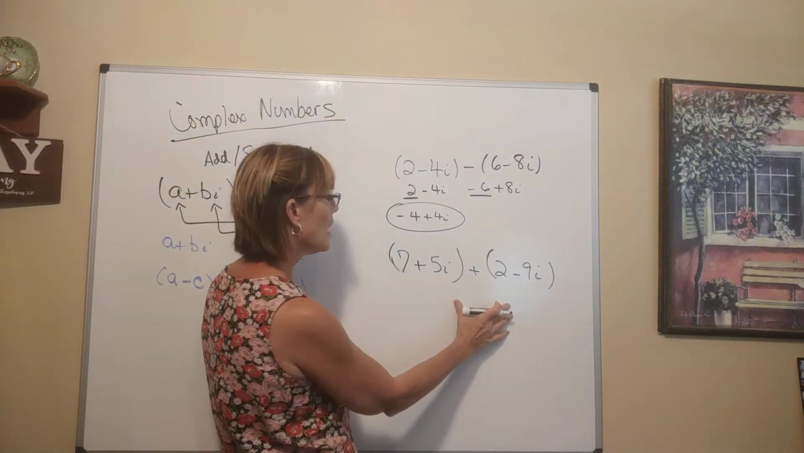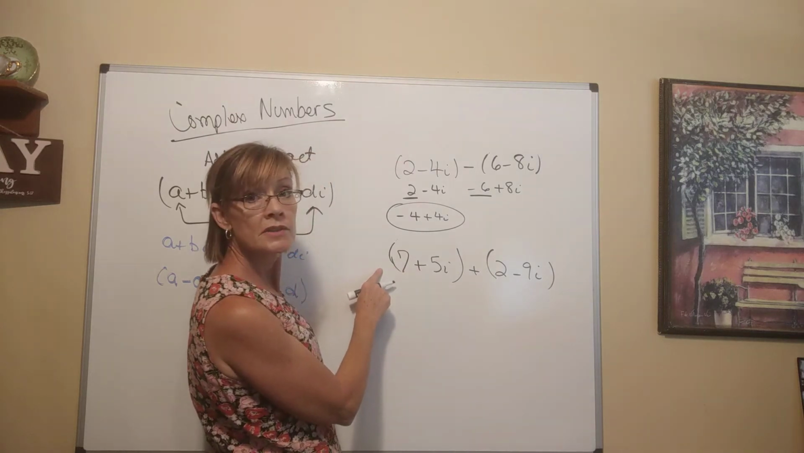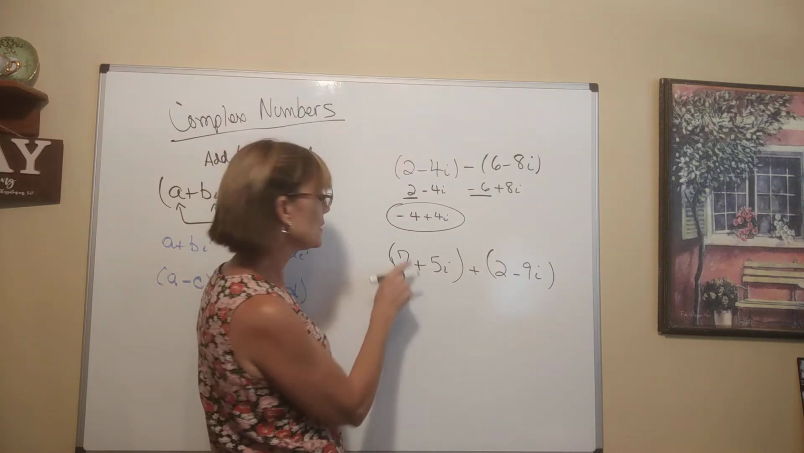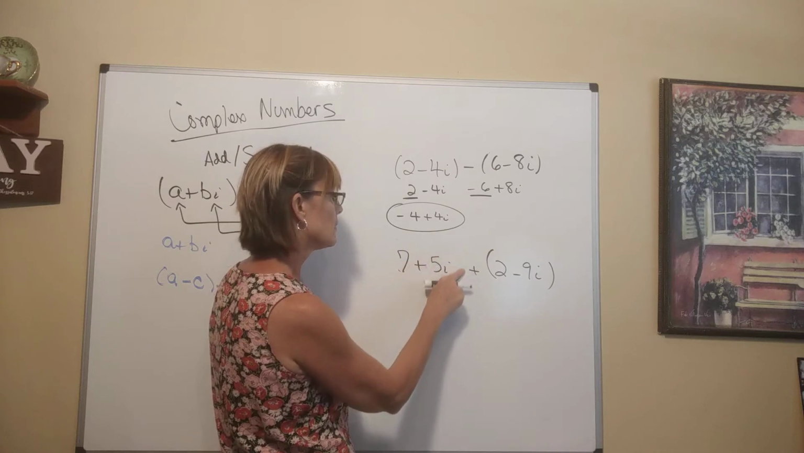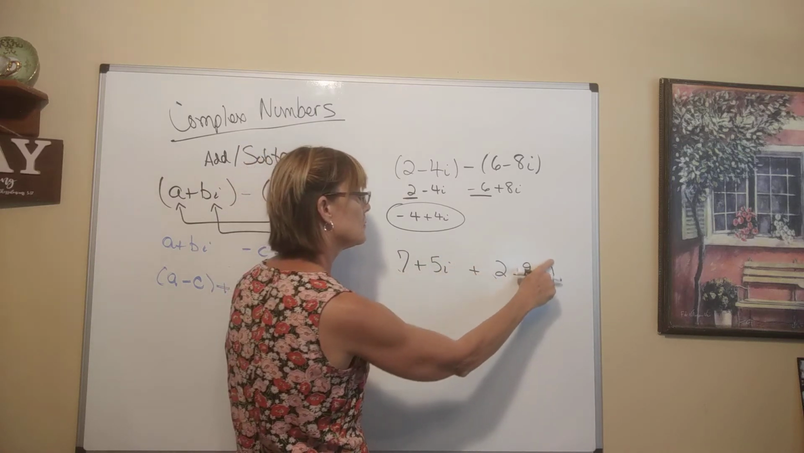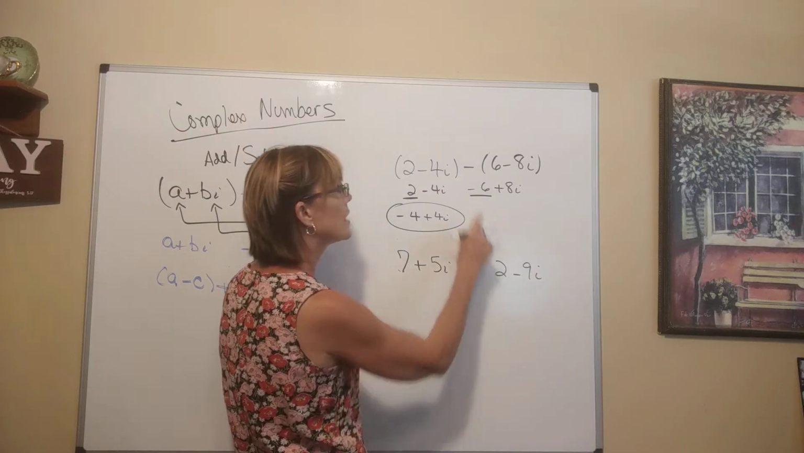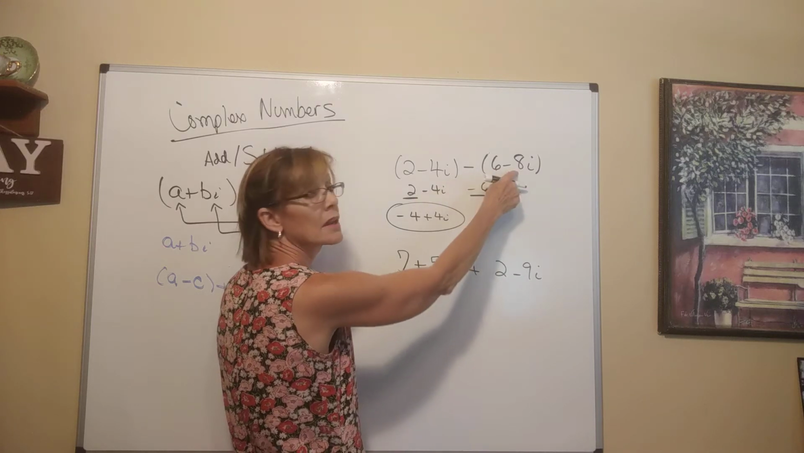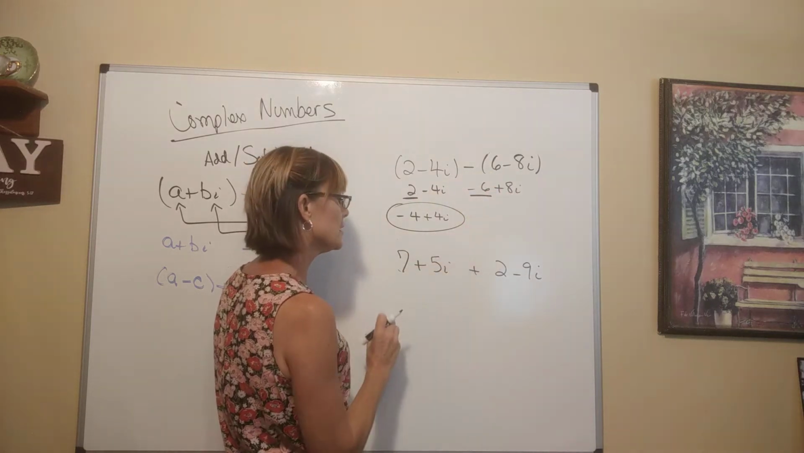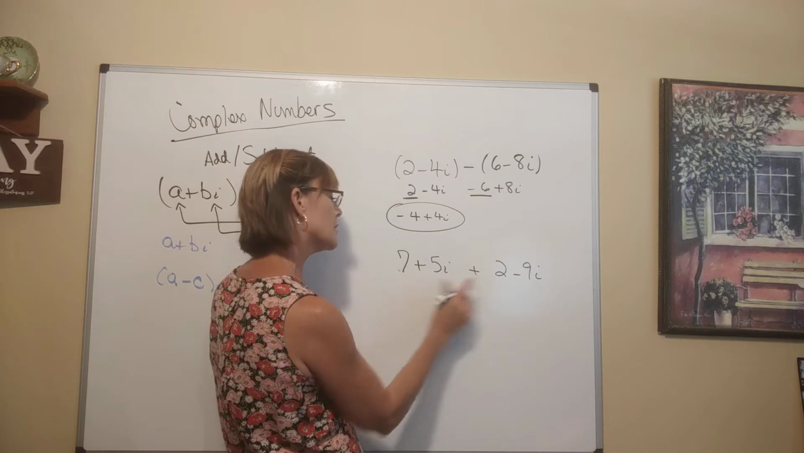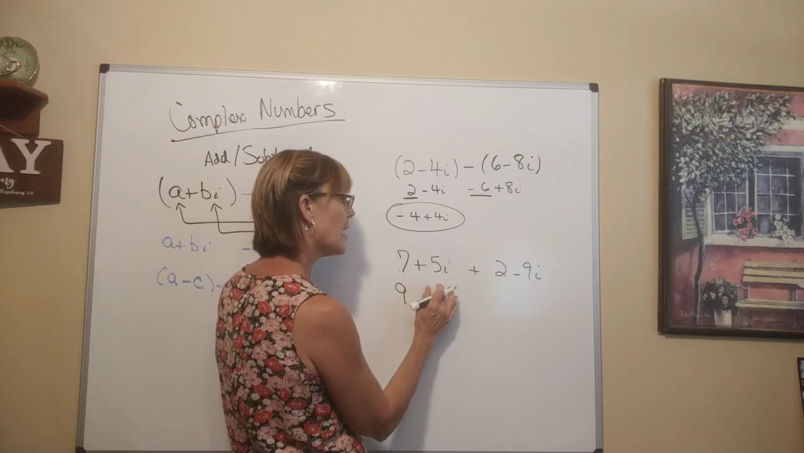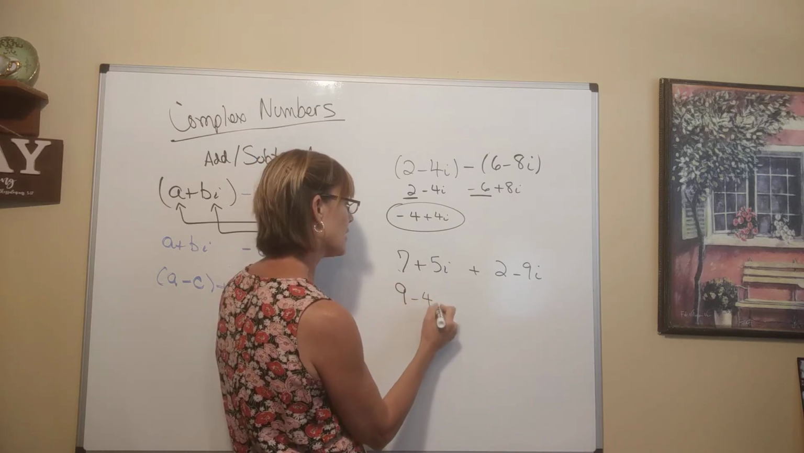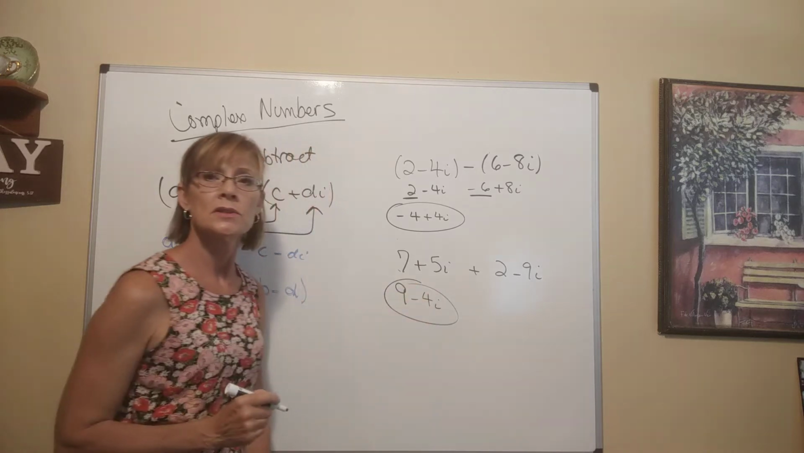Let's add these two. If there's a positive 1 in front of a set of parentheses, you don't really need them. So I'm going to remove those because I know that it won't affect anything. I didn't do that when there was a negative. I had to distribute the negative to both terms. So if it's a positive one, it's fine. Add the real part. 7 plus 2 is 9. 5 plus negative 9 is negative 4i. That's how you would add those together.